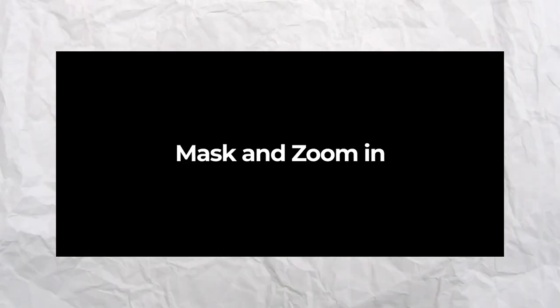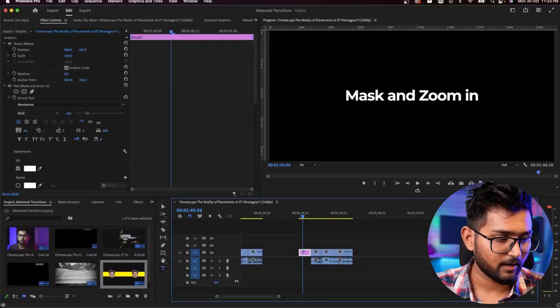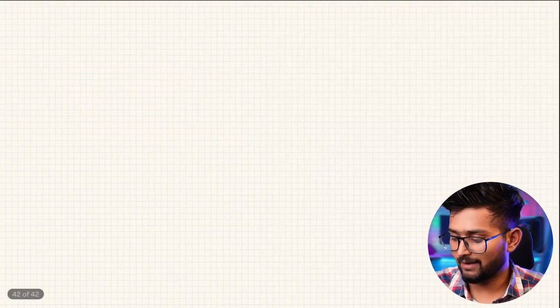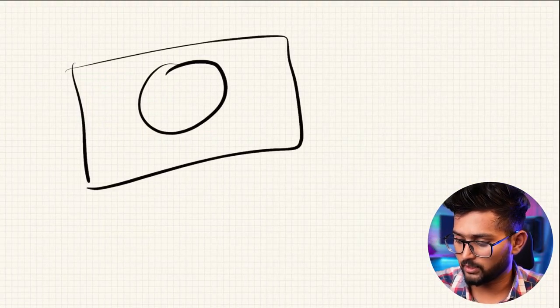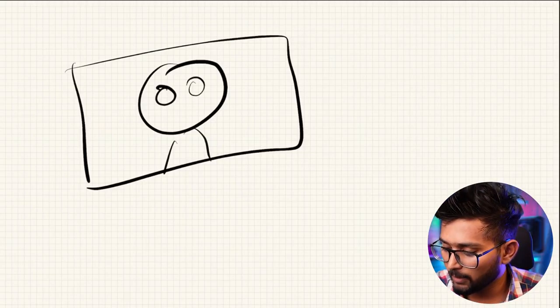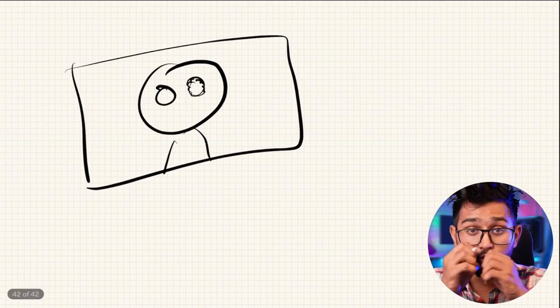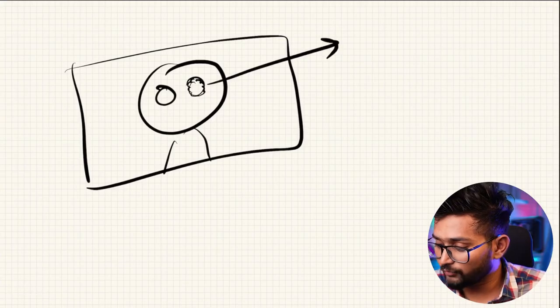Again, talking about masking, we have our next thing, which is called mask and zoom in, right? Basically what you do is, imagine you have an object. Imagine you have a screen like this, where a person is there over here, right? So you have two eyes of him. What you do is, you apply a mask around his eye, and then you zoom in, you expand all of these things.